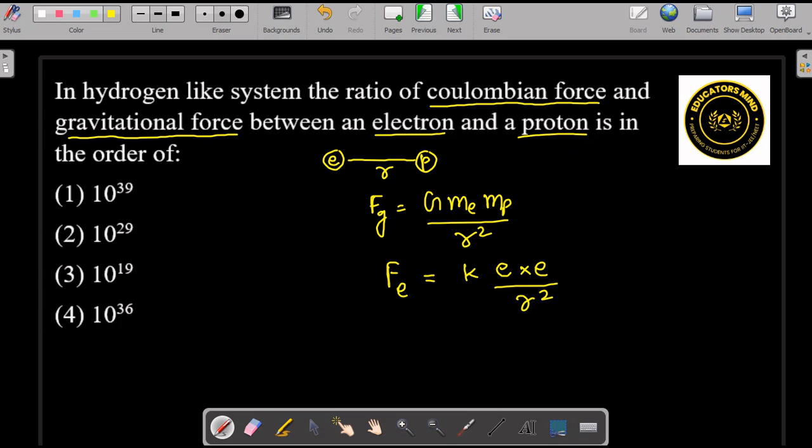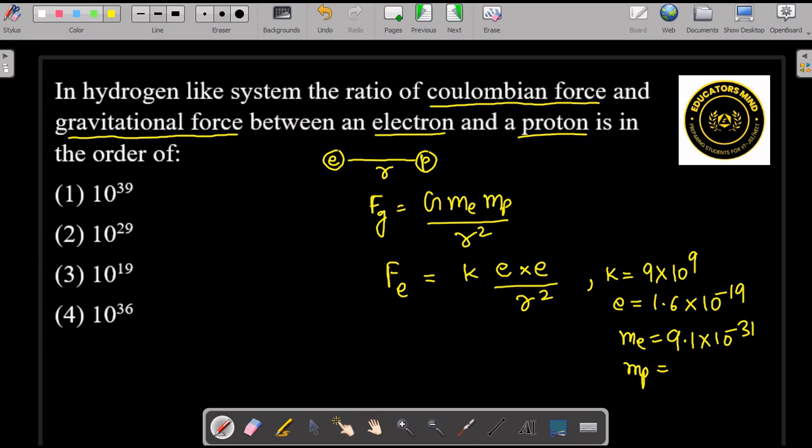R square. Here the value of K is 9 into 10 to the power 9, and the electronic charge is 1.6 into 10 power minus 19. Mass of electron is 9.1 into 10 power minus 31. Mass of proton is 1.67 into 10 raised to the power minus 27. Other things we know, G and K.